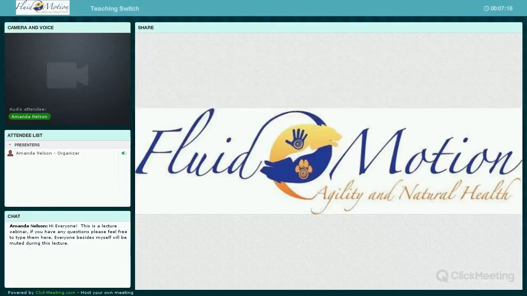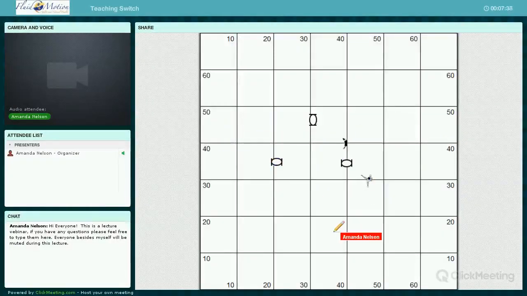Okay, so that video is just kind of showing, it was part of a directional series I did, and it just shows literally the first steps of teaching a switch. And as I said in the video, we would take those two hoops and we would slowly start to spread them further and further out. We're going to take a look at our first diagram.